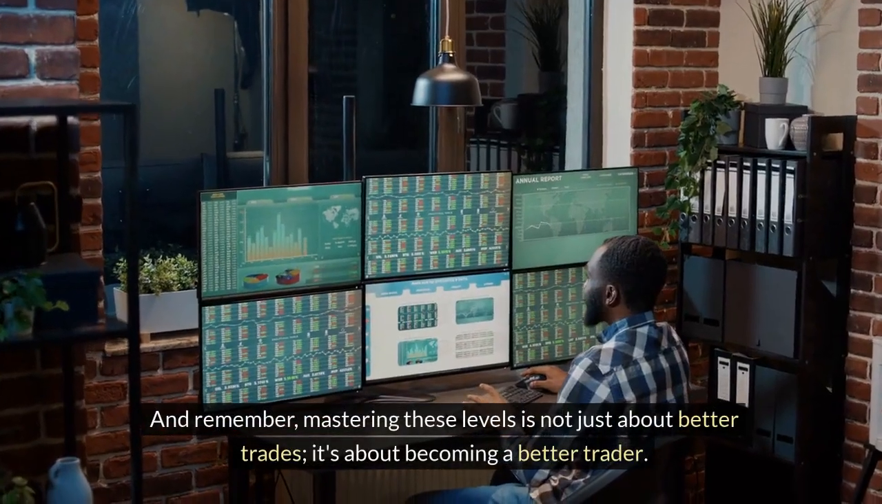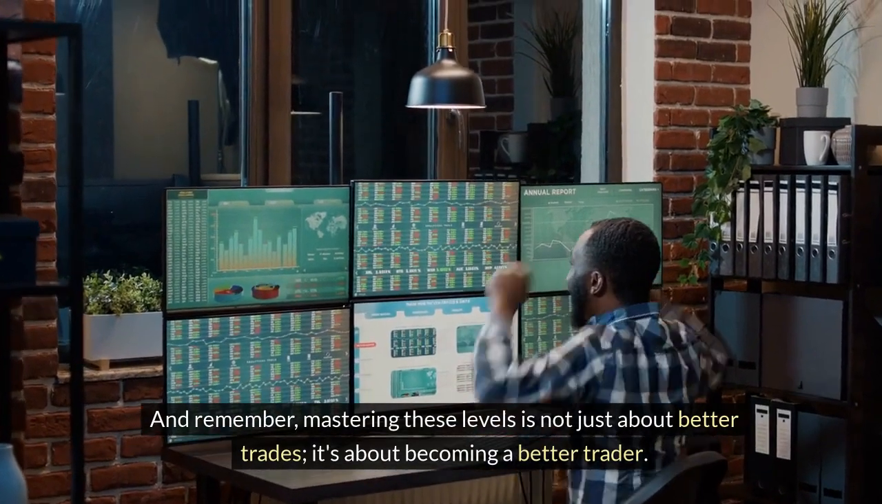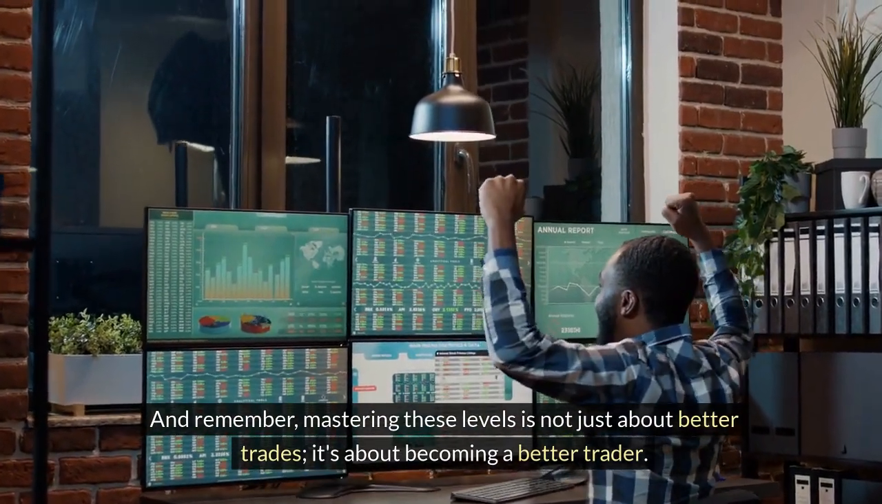And remember, mastering these levels is not just about better trades, it's about becoming a better trader.